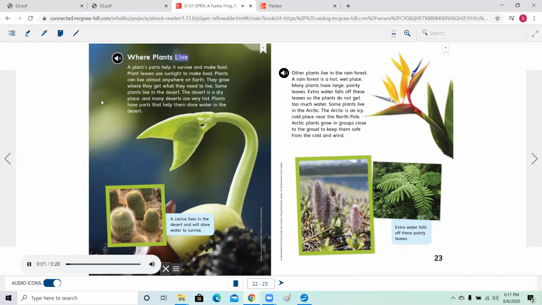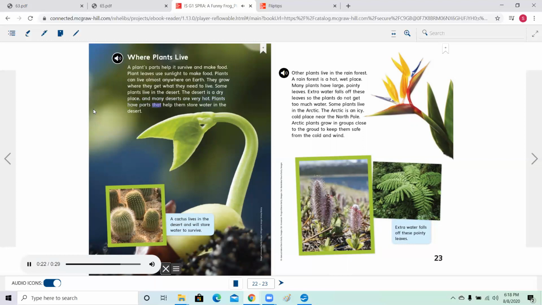Where plants live. A plant's parts help it survive and make food. Plant leaves use sunlight to make food. Plants can live almost anywhere on Earth. They grow where they get what they need to live. Some plants live in the desert. The desert is a dry place, and many deserts are very hot.